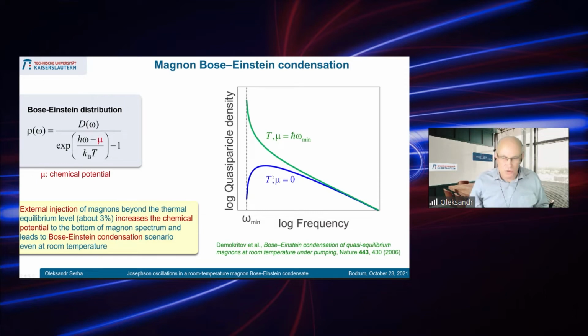There are a few proposed and tested methods, and one of them is external injection of magnons beyond the thermal equilibrium level. It is enough, as calculated, to inject approximately 3% above the thermal density of magnons, and it increases the chemical potential to the bottom of the magnon spectrum and leads to the Bose-Einstein condensation scenario, even at room temperature. And this observation was done back in 2006.